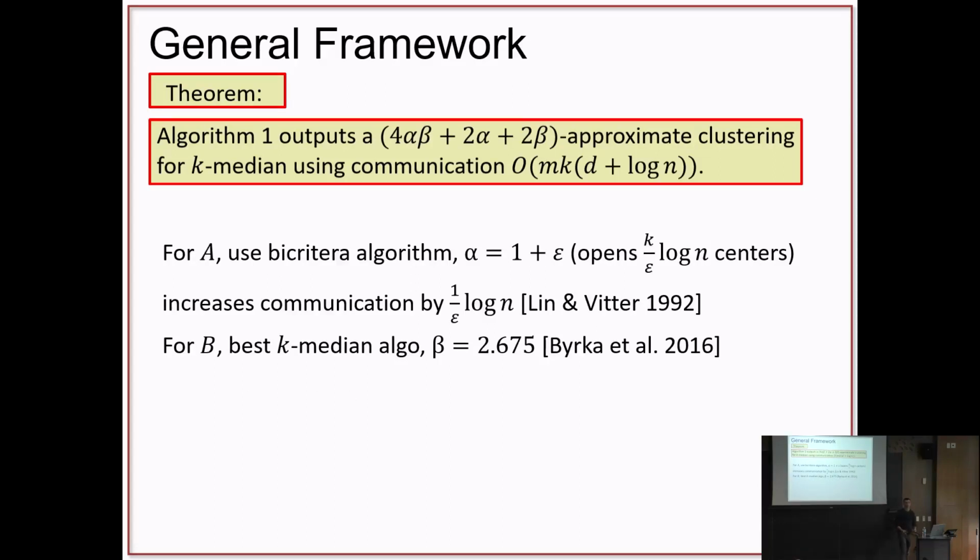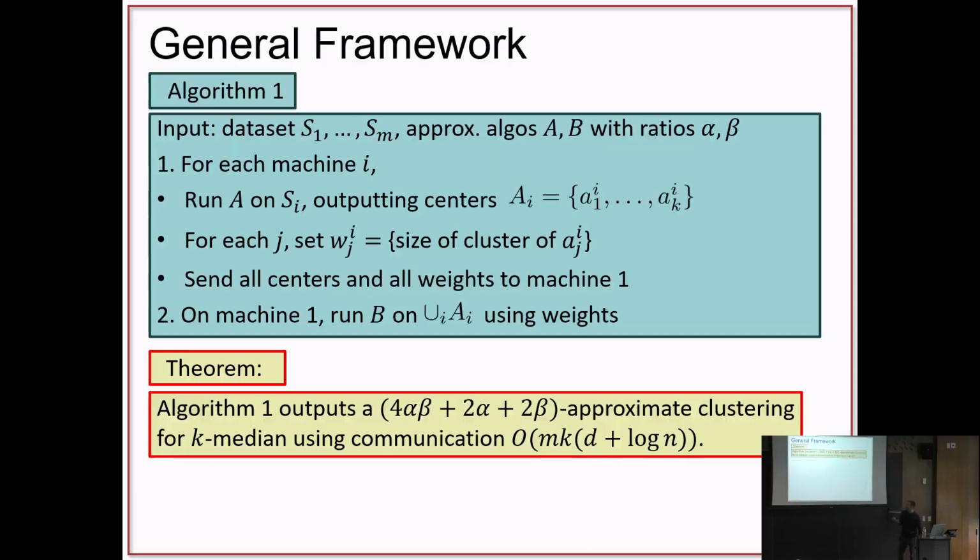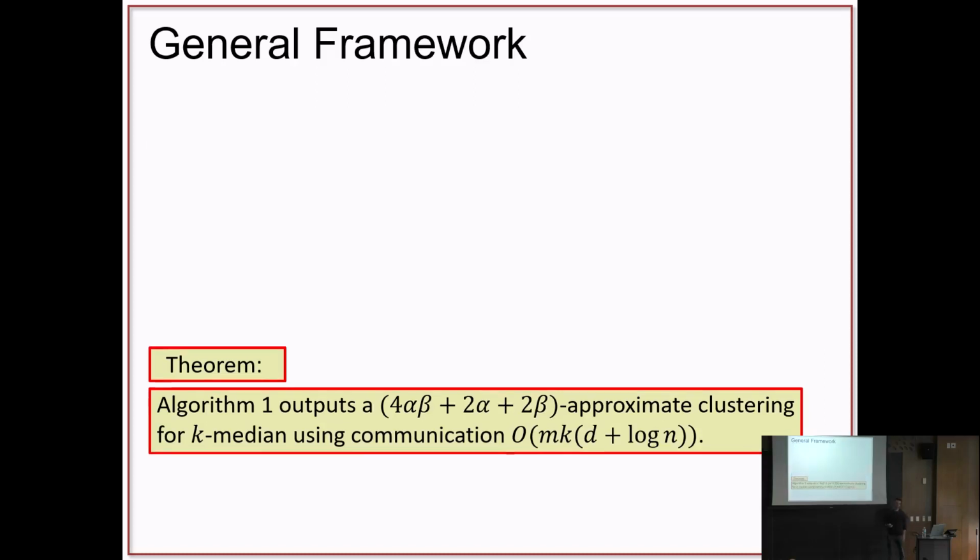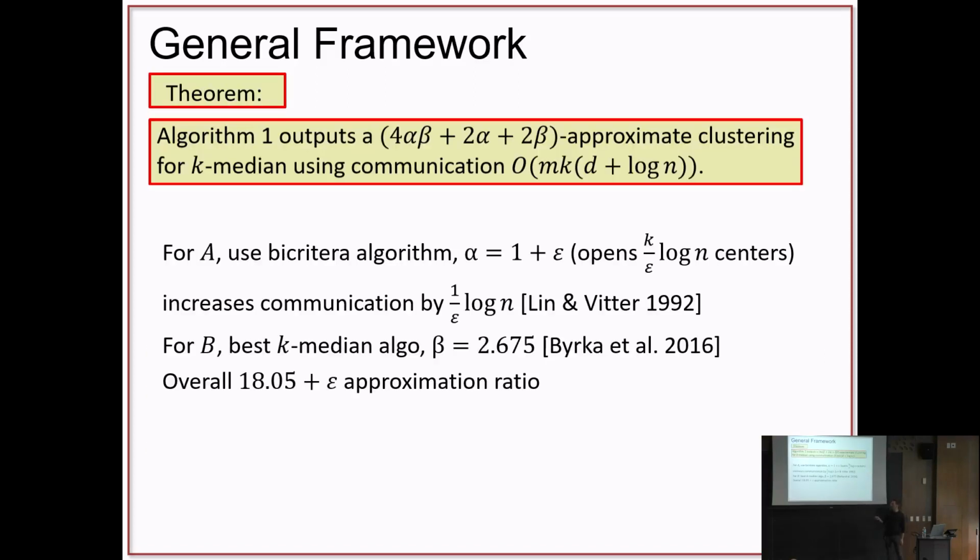So if we run this bi-criteria algorithm in the first step, then we lose a little bit on the communication. So we have to communicate more centers, but that'll just be absorbed into the big O notation. And we lose like some log factor, and we really save on the approximation ratio. Okay, so then for the second clustering algorithm, the one that's run on the centers, we need a real approximation algorithm this time. So for that we can use the best known approximation algorithm and then get an 18 approximation overall. Okay. Any questions about the algorithm or the theorem?